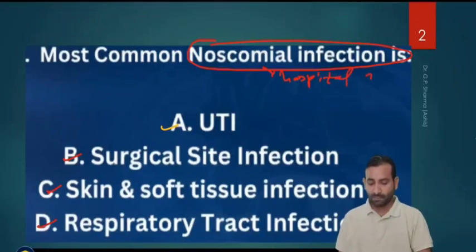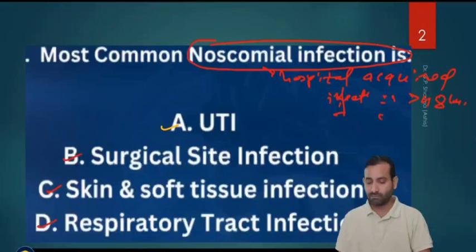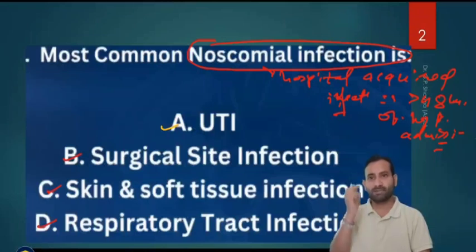Hospital acquired infection, right? And it is defined as an infection that appears after 48 hours of hospital admission. That means after the patient's admission, the infection should appear after 48 hours. If it is before 48 hours, that infection is not hospital acquired. Probably the patient carried the infection earlier, but because of the incubation period, the symptoms were not visible, right?